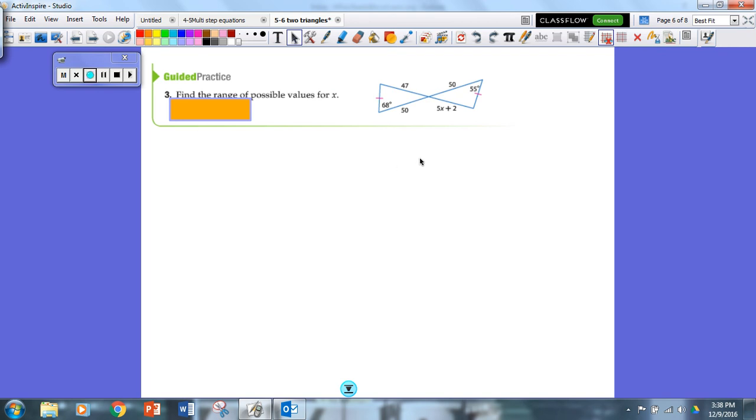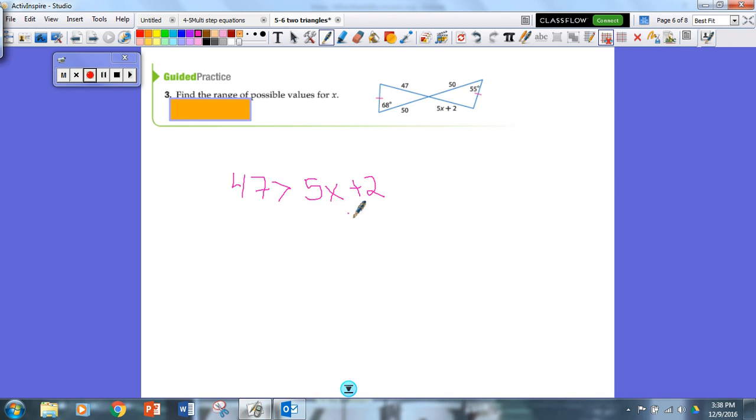If I have a diagram like this, I want to find the range of possible values. So if I'm looking at this, I know that this segment is congruent to this segment, and I know that these segments are congruent. Therefore, 47 is greater than 5x plus 2. So when I am doing this algebra, I say that 47 is greater than 5x plus 2.